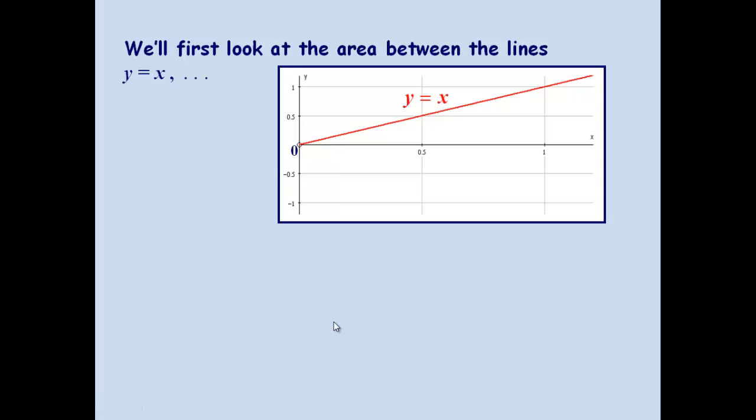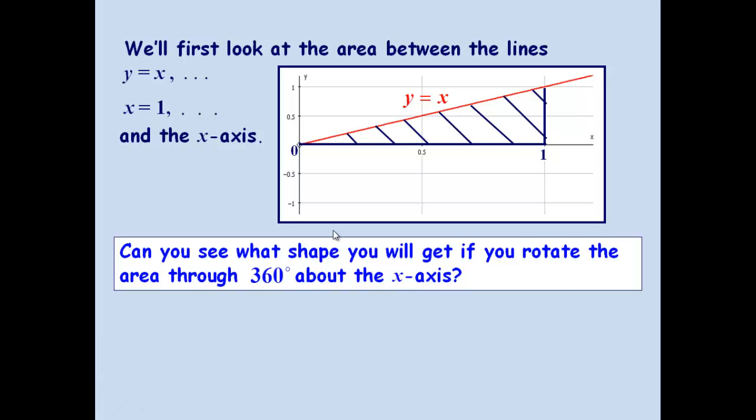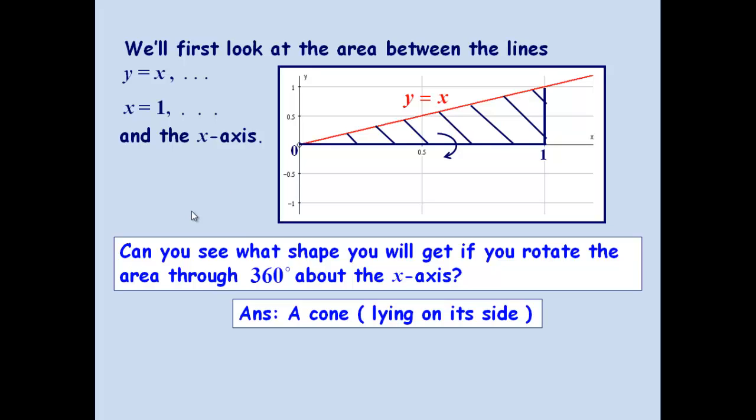Well, we'll have a look at an area first. If we look at the area between y equals x, the line x equals 1, and the x-axis, you can see we've got this triangle here. If we rotate around the x-axis, what shape do you think we get? So rotating like that around the x-axis. And the answer is we get a cone lying on its side.